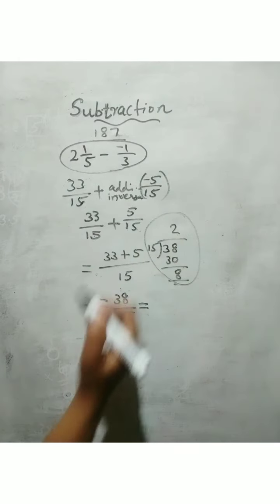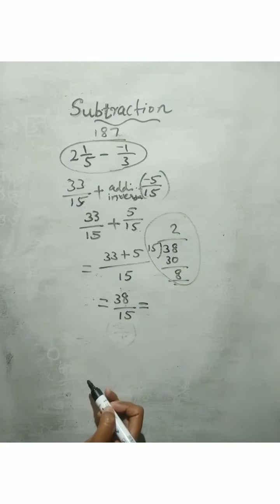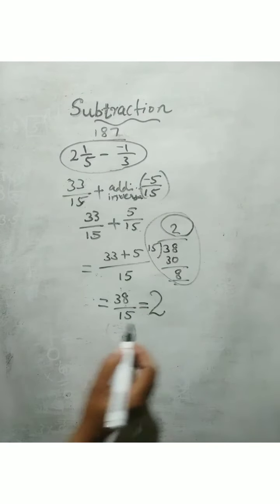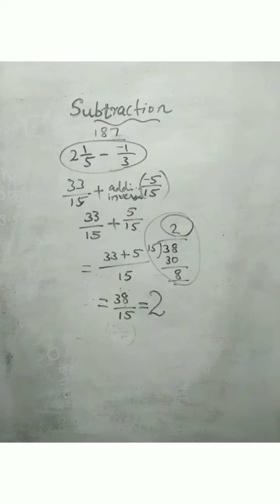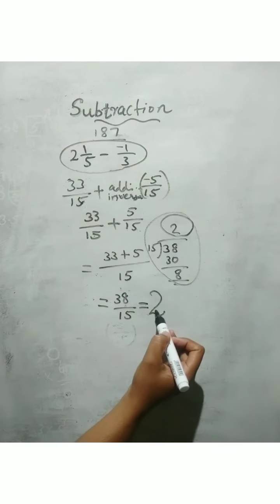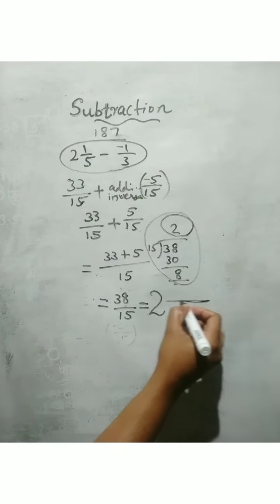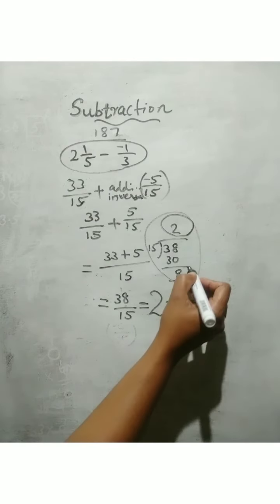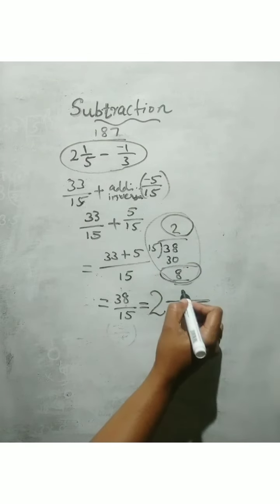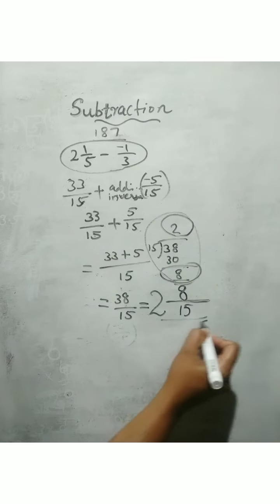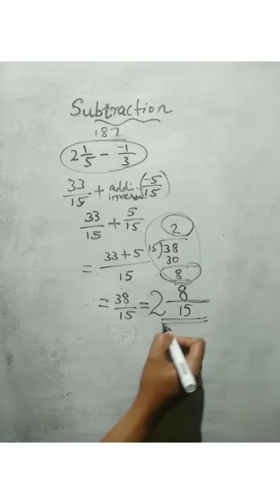We have to divide the numerator by the denominator. Then this quotient will be the whole number. Don't forget this, we have studied it in the fractions chapter. Then one line to separate the numerator and denominator. The remainder will be the numerator, and the denominator is always the denominator itself. So 2, 8 on 15 is the answer.